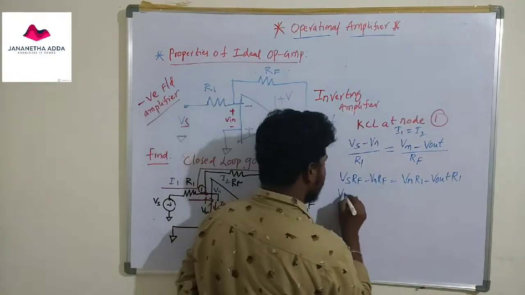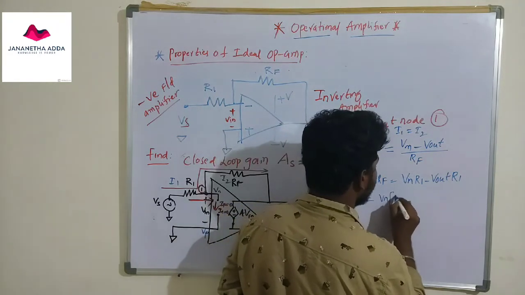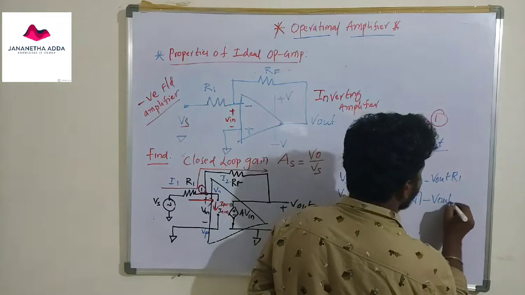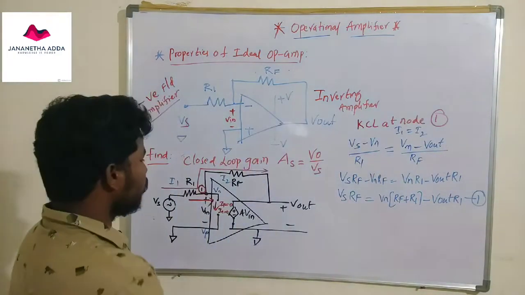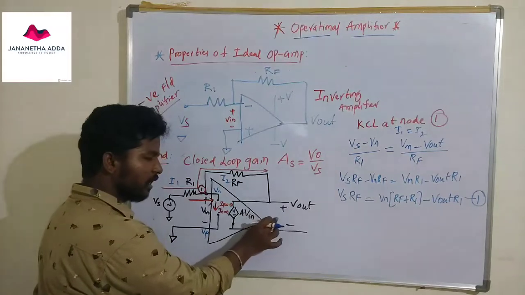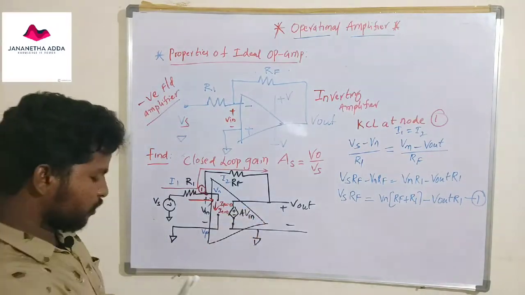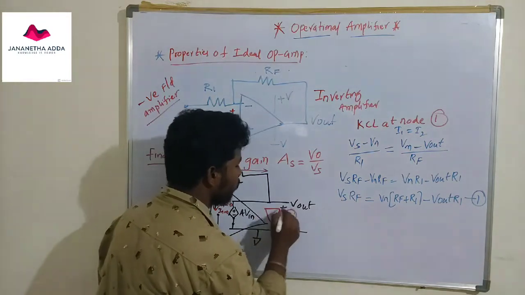If I solve this equation, Vs into Rf equals Vn into Rf plus R1 minus V output into R1. I assume this is equation 1. There is no provision to apply KCL here because there is no resistance at the output section, so I will apply KVL in this section.